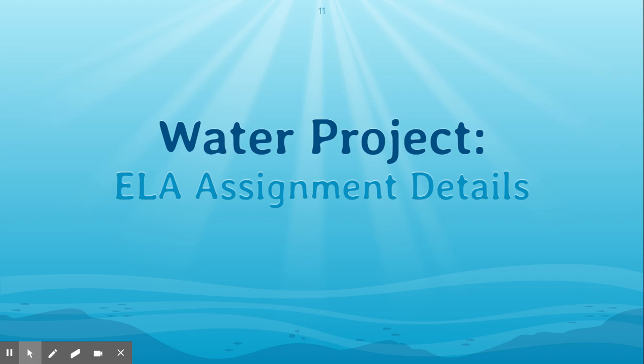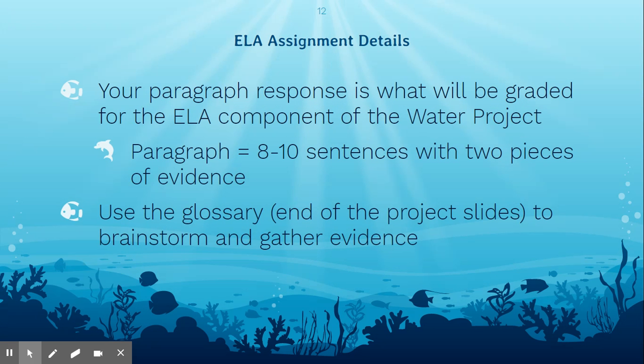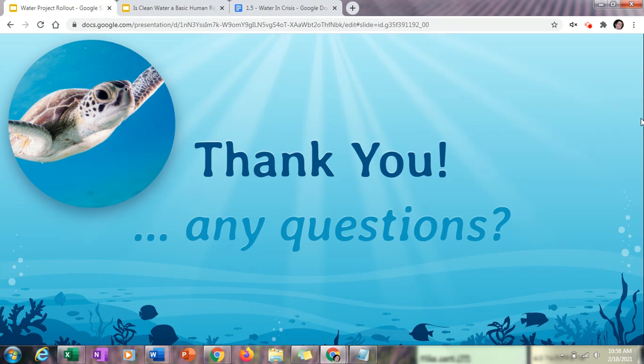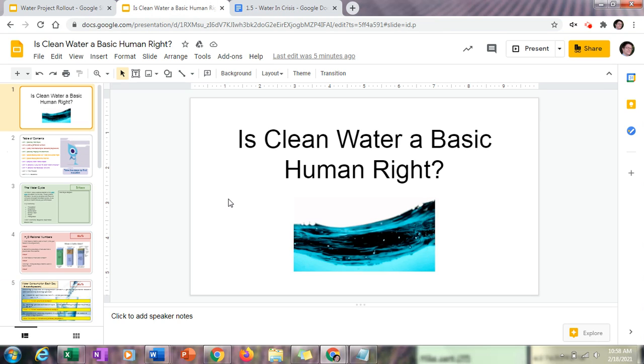Here's some more assignment details for the ELA part. You saw the prompt. It's a paragraph response, and that's exclusively what I'm grading for the ELA part of the water project. It's a paragraph, so you know what that means. 8 to 10 sentences, 2 pieces of evidence. And you'll use the glossary that's at the end of your project slides to brainstorm and find your evidence. I'll take questions in a moment, but first let's get a walkthrough of the project itself so you can see what it looks like. Here it is.